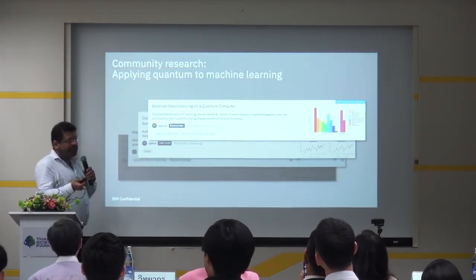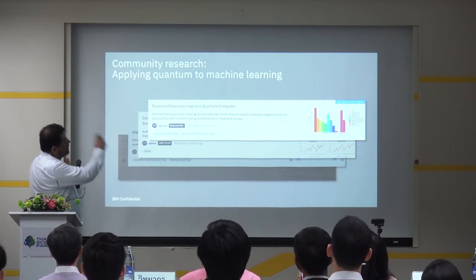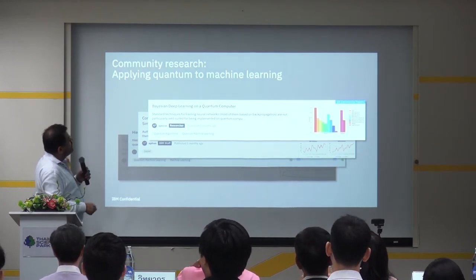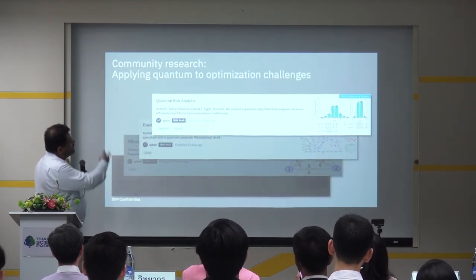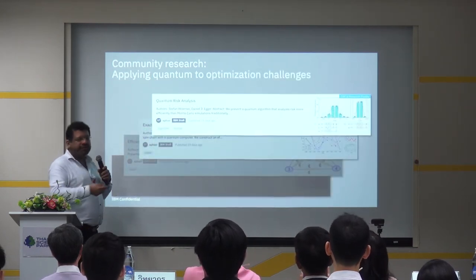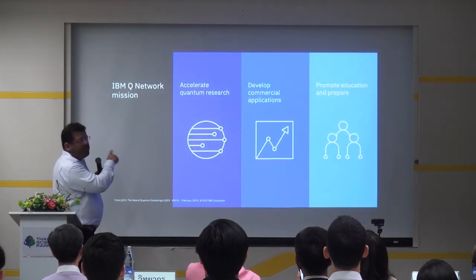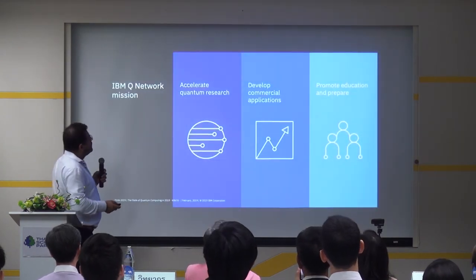So, the different types of research: you can see a lot of different research we have on machine learning. Chemistry is another one we go through. Optimization challenges, and risk analysis for things like the financial districts. I think we did Monte Carlo simulation, where we showed that there's a quantum advantage.